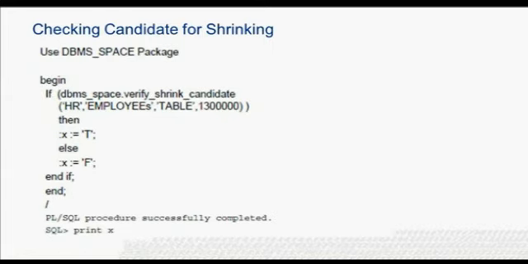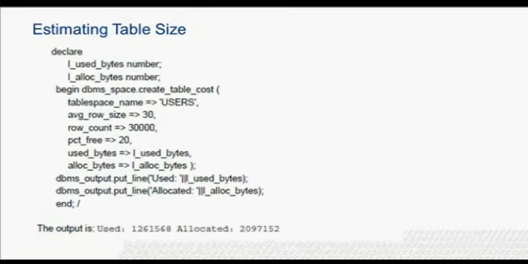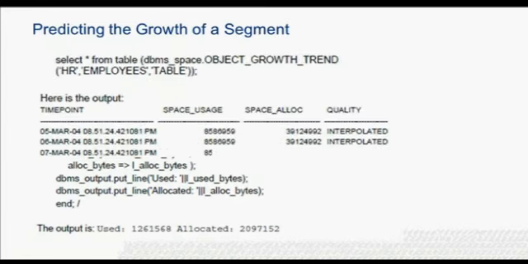How to see which segments have fragmentation and are potential candidates for shrinking? We can know this by using a package named DBMS_SPACE. When we use this package on some table or index, it returns a boolean value. If it's 1, then the table can be shrunk, otherwise the table is okay. Here we are calculating used and allocated space for an object. By looking at these stats, we come to know about the space requirement of an object.